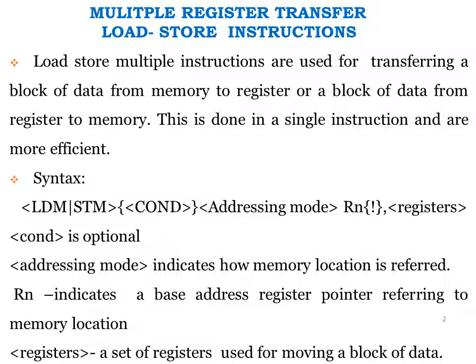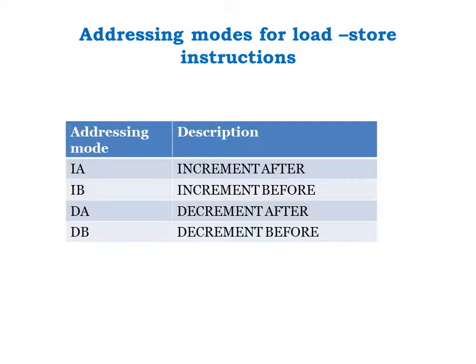Then what does this Rn indicate? It is a base address register which is pointing to the starting memory location address. And a set of registers is required because we have to move a block of data, so they are stored in this set of registers. The addressing modes used for the load store instructions are IA, that is increment after, IB, increment before, DA, decrement after, and DB, decrement before.